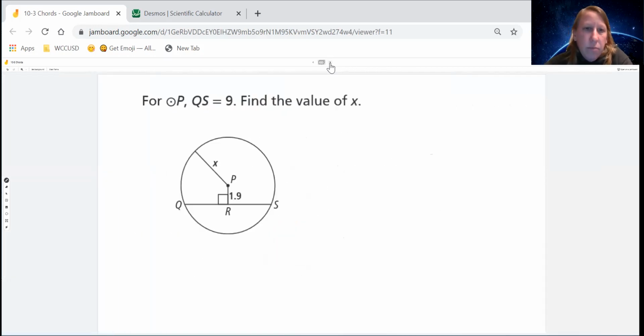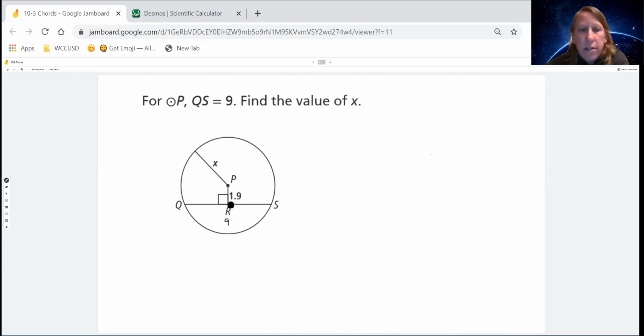Here is the most fun problem and the last problem we're going to do. So here's a problem, circle P. We know that QS is 9. It's a little bit awkward to label this, which is why they put it up here. You can put the 9 right here if you want. We want to find the value of X. How are we going to do that?